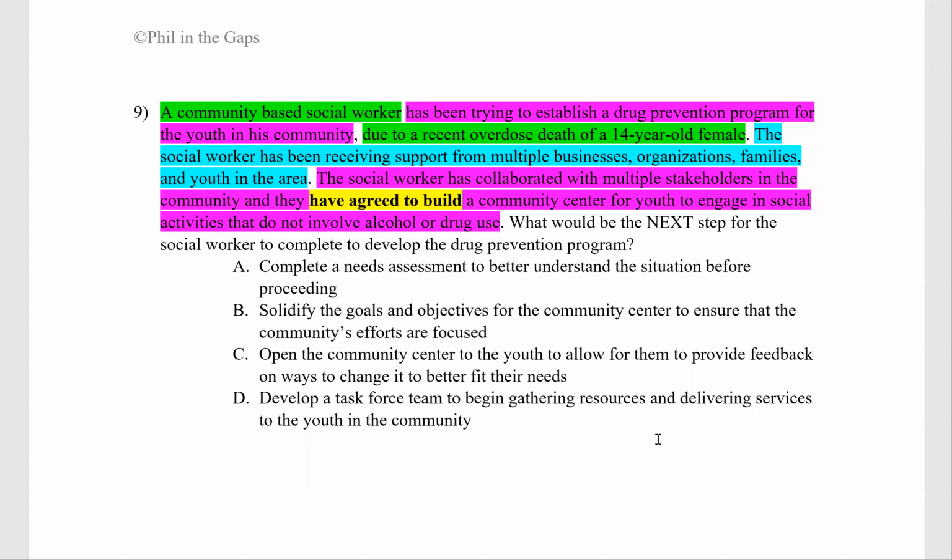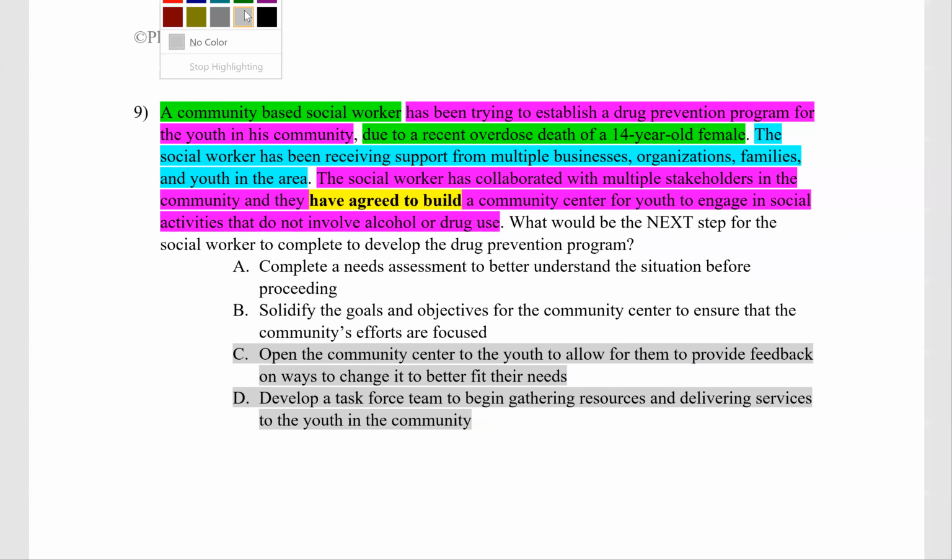It's not established yet, and we don't have any of the nuts and bolts about it, but they agreed to build it. So keep that in mind as we go through the answer choices again. Right off the bat, we're going to rule out C and D. Why? Because they simply agreed to build it. We don't have any goals. We don't have any objectives. We don't understand how we're going to do this. They simply said, yes, we want to do this. So we can't develop a task force team because we don't have goals and objectives to execute. And we can't open the community center because it's not built yet. They simply agreed to build it.